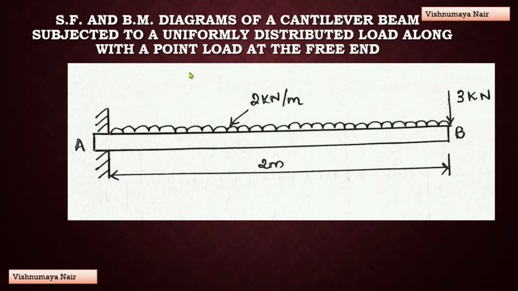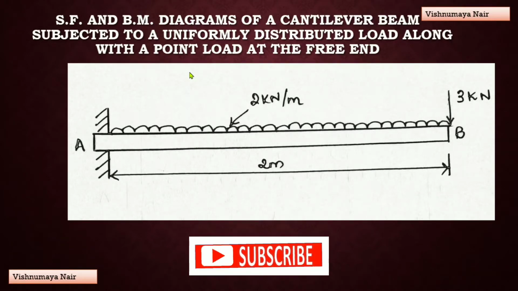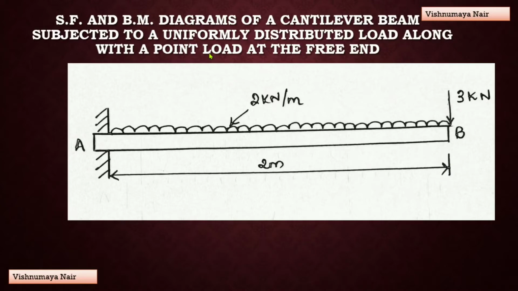In the previous video, we discussed the shear force and bending moment diagrams of a cantilever beam with a uniformly distributed load or UDL over it. In this video, we'll go through the shear force and bending moment diagrams of a cantilever beam subjected to a uniformly distributed load along with a point load at the free end. In this case, we also have a point load acting at the free end of the beam.